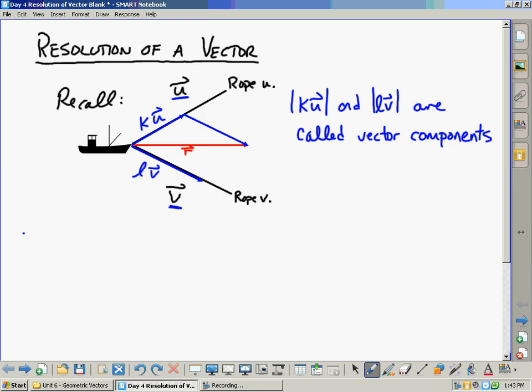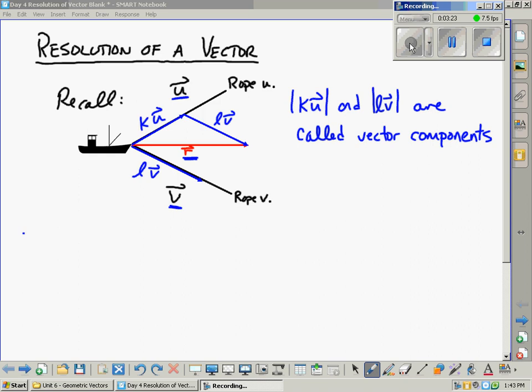So you're taking a portion of the thing that we've called u, which is rope u. We've taken that ku, a portion of it, a component of it, and the same thing for v. Added them together, and we get the resultant. ku and lv are called vector components of, sorry, not W, R. They are the components of u and v that when added together get you vector R.